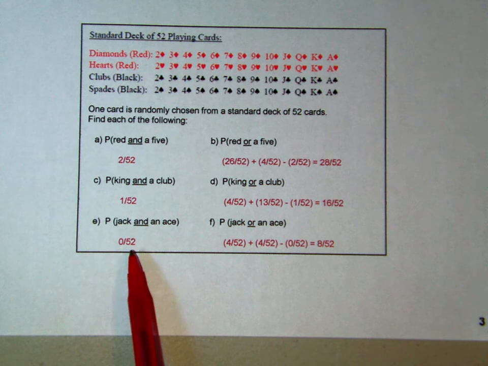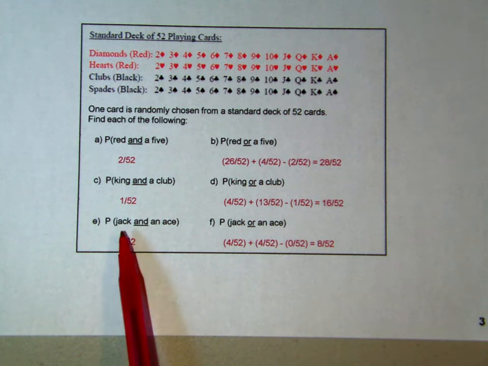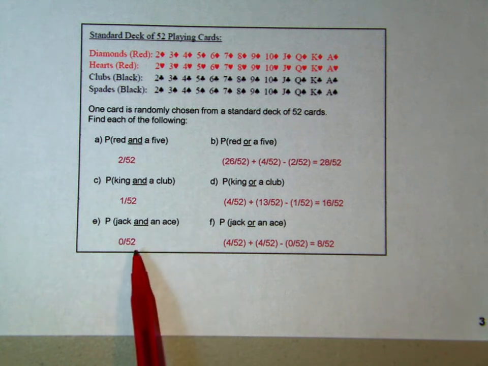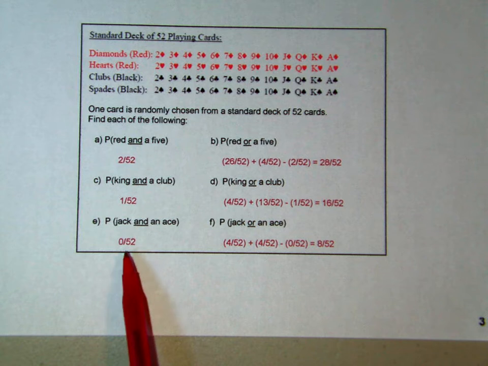Okay, last example. The probability you pick one card at random, and that card is both a jack and an ace at the same time. Well, there is no card in the deck that fits both those categories at the same time. That's an impossible event. It's a 0 out of 52 chance of that occurring.